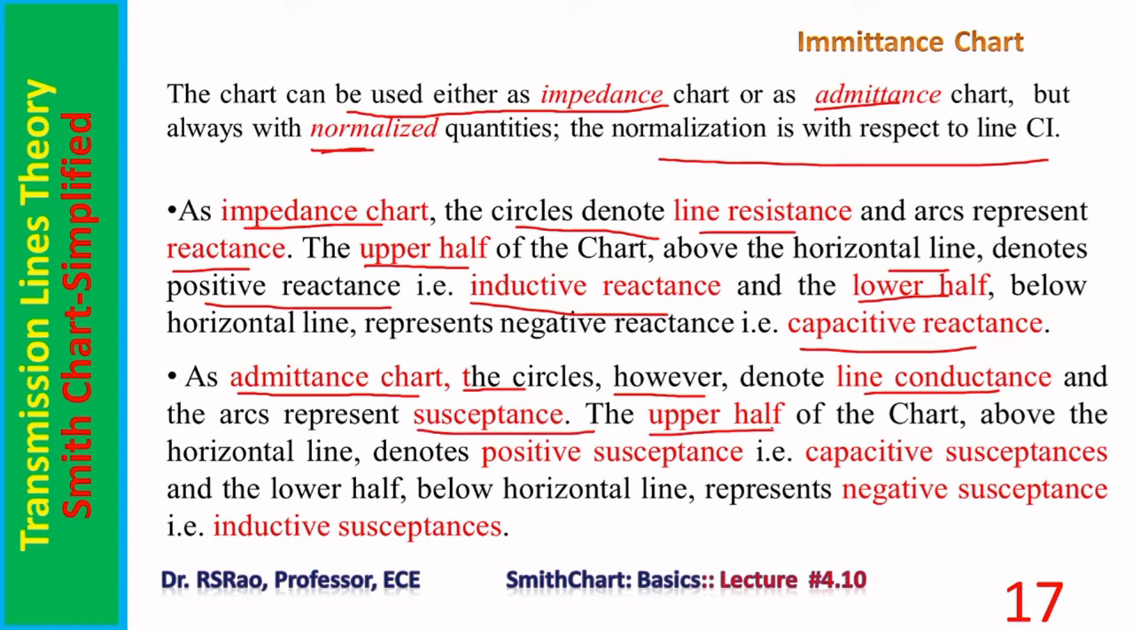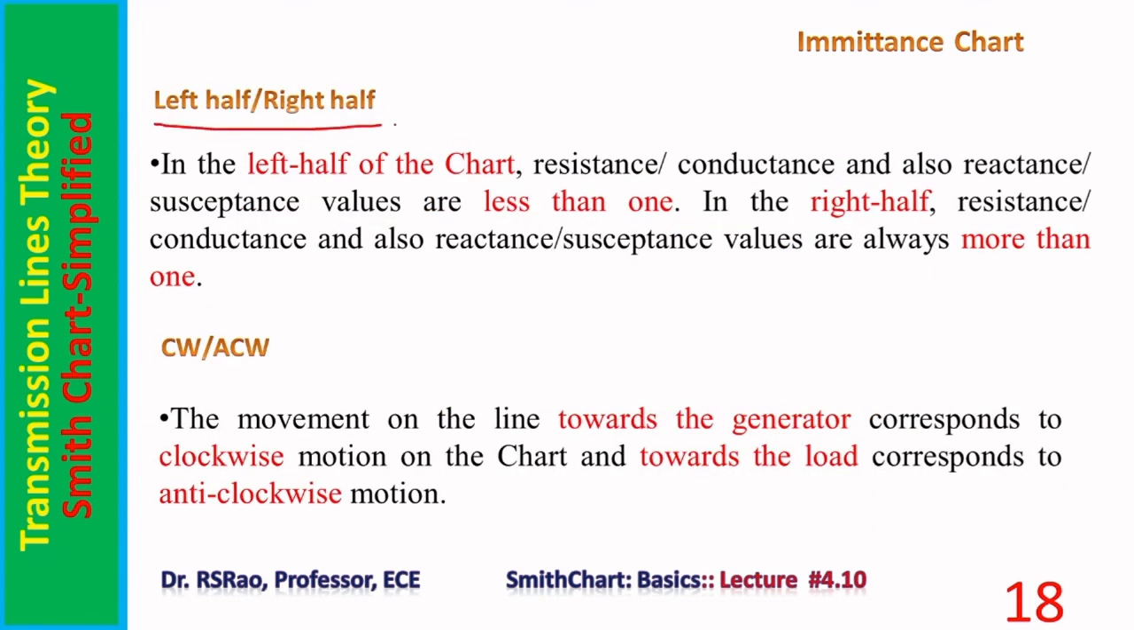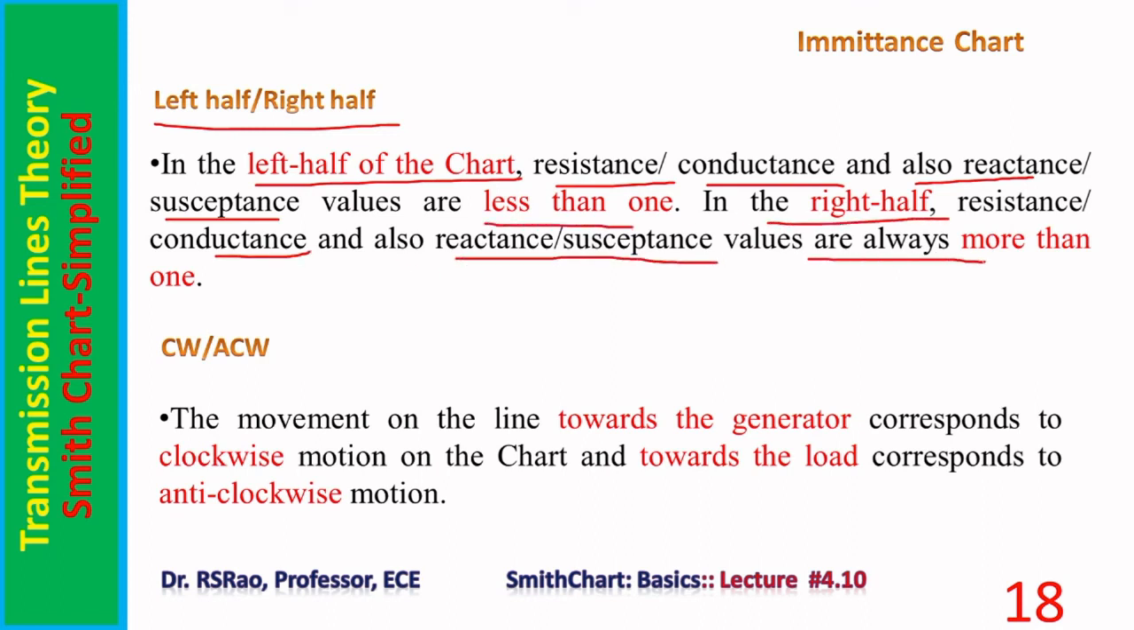Upper half of the chart above the horizontal line denotes positive susceptance, that is capacitive susceptance, and lower half represents negative susceptance or inductive susceptance. In the left half of the chart, resistance, conductance, and also reactance, susceptance values are less than 1. In the right half, conductance or reactance, susceptance values are always more than 1. We have already noticed the movement on the line towards generator corresponds to clockwise motion on the chart, and towards load corresponds to anti-clockwise motion.